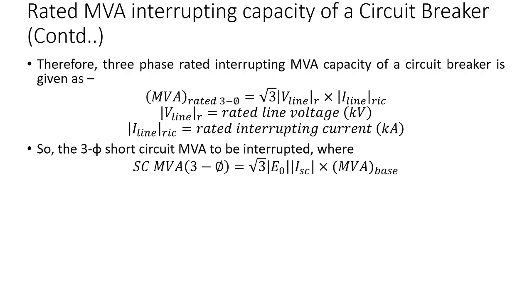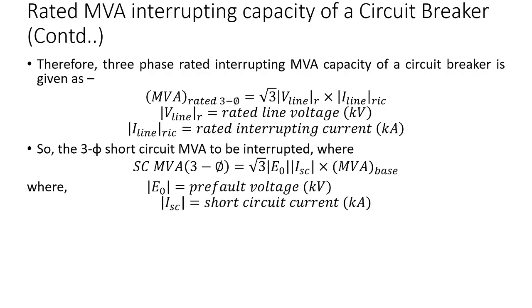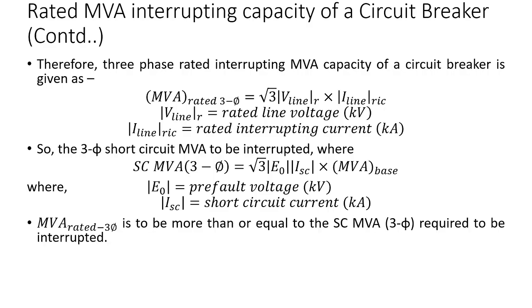So the three-phase short circuit MVA to be interrupted, short circuit MVA three phase, is equal to root 3 of E0 multiplied by ISC into MVA base, where E0 is the pre-fault voltage which we have found out in the previous problem. We have seen that we have to find out the pre-fault voltage. ISC is the short circuit current in kiloampere. MVA rated three phase is to be more than or equal to the short circuit MVA required to be interrupted.